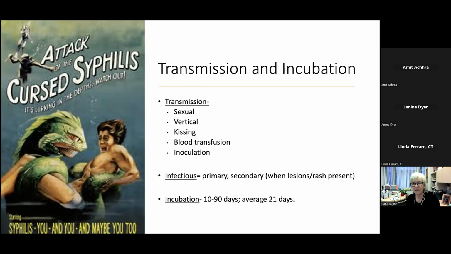And so patients who might feel like they're safer because they're just putting their mouth on their partner's genitals might benefit from remembering that that is still a way they can get syphilis, and they should hopefully be reporting that. And you'll hear more about congenital syphilis.